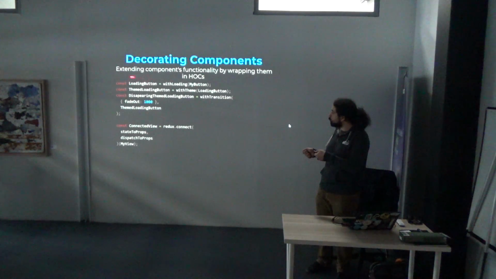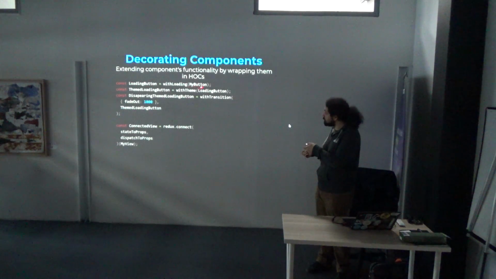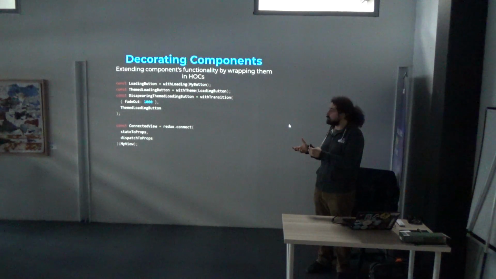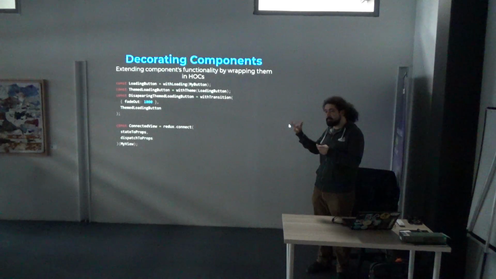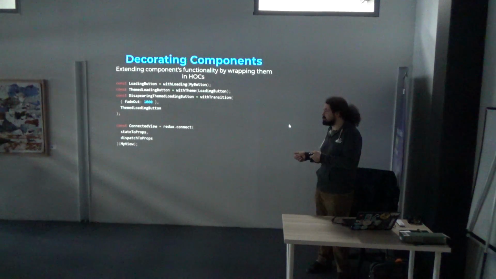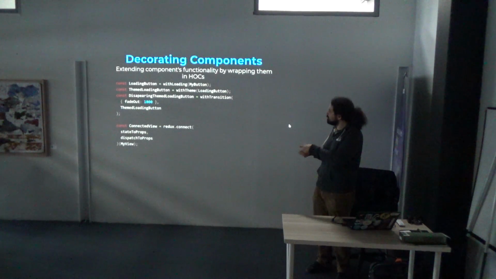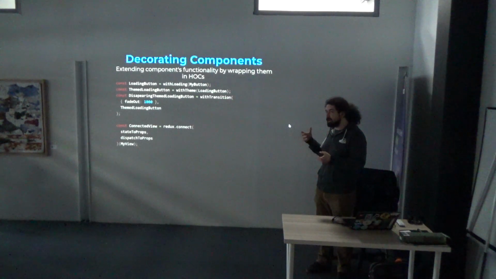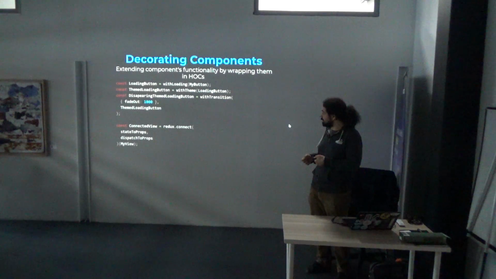So here we have a loading button, and I have some button that I already made, and I can say withLoading my button, and now we've attached some additional functionality to that button. I can say themed loading button, and I say withTheme, loading button, and then it becomes a component that has both the theme and the loading spinner once it's clicked, let's say. You see where I'm going with this. So this is a way to just kind of nicely attach functionality to a thing.